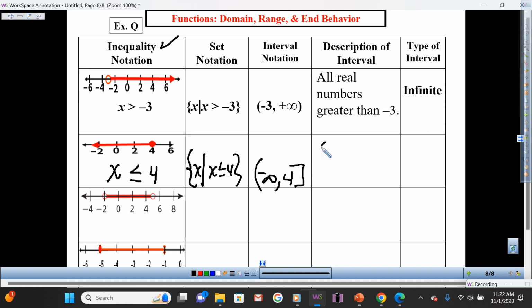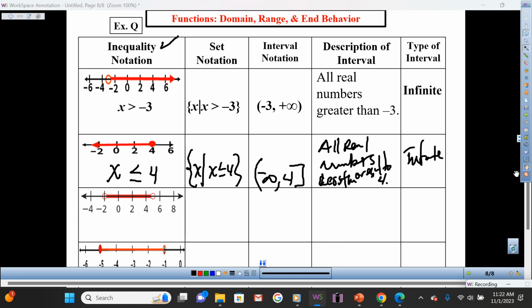And what does this mean? That all real numbers less than or equal to 4. And since it has an infinity symbol, this is an infinite interval. So far, so good? All right.